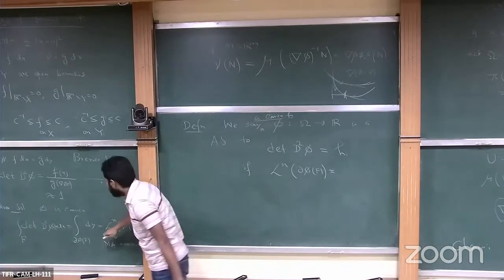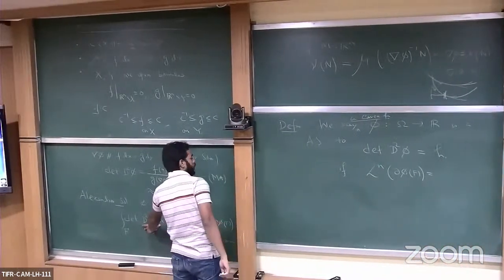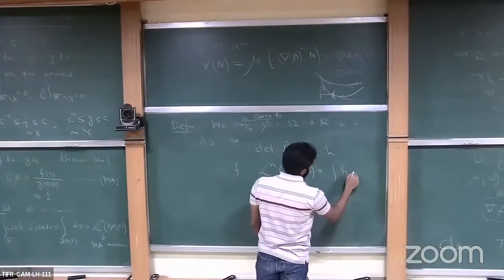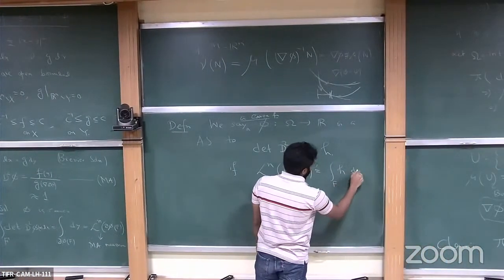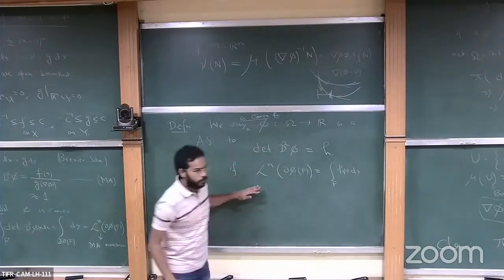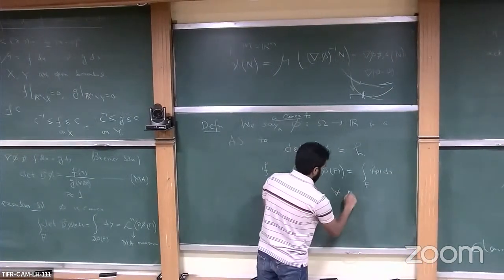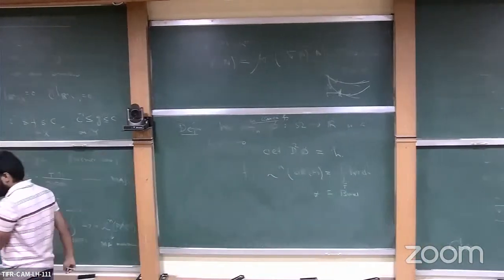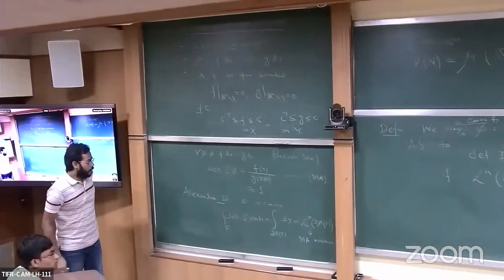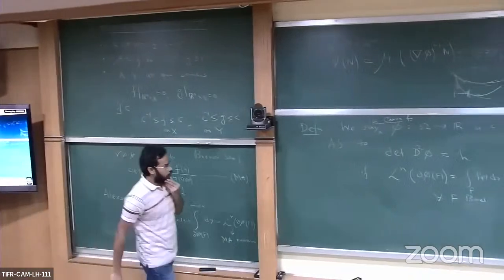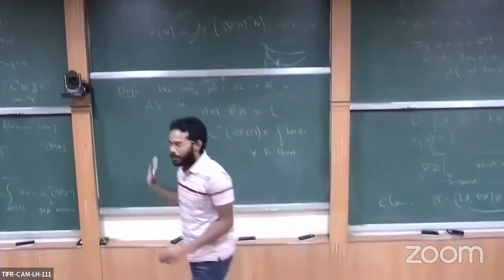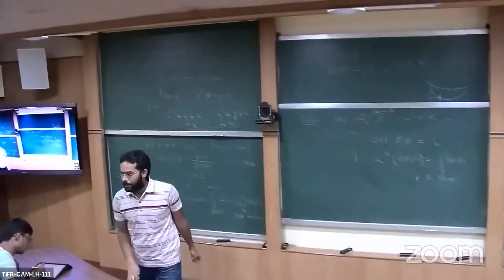Look at this identity. Here determinant D^2 phi is h, so basically the integral of h holds for all Borel sets. And so basically the existence and uniqueness, I don't have much time, so I'll just go directly to the business.